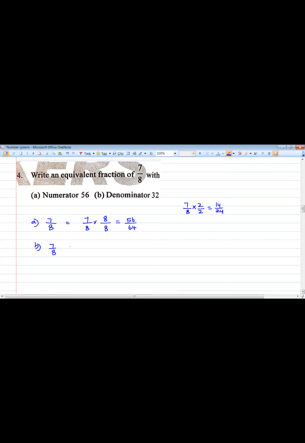Yes, Rashmi, your answer is correct. Rishikesh: Sir, we can simplify 56 by 64. You need not simplify. If you simplify again, you will get 7 by 8. Okay. 28 by 32. Wow, very good, very good.